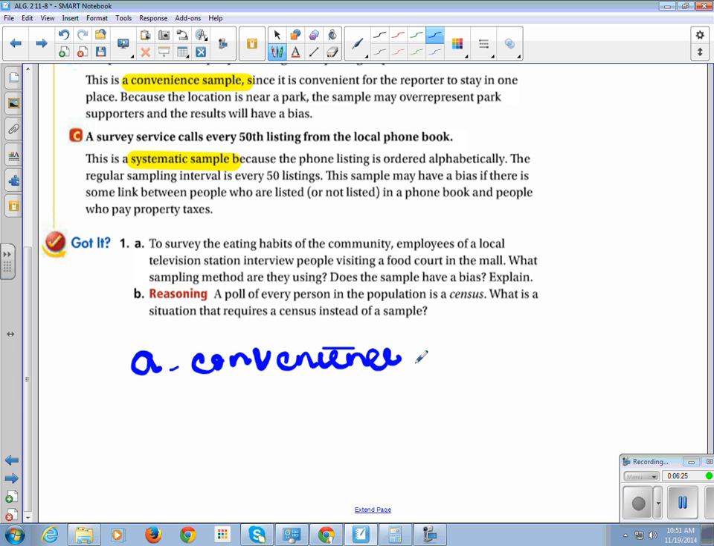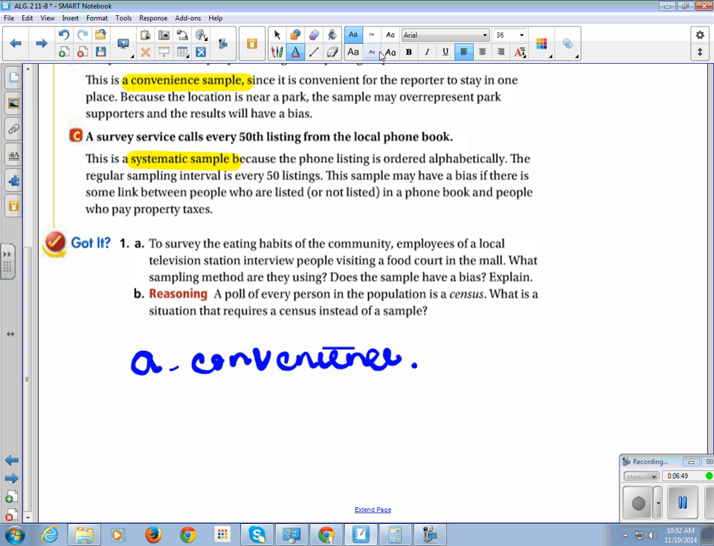And do you guys think it has a bias? Let's see what they're asking about again. Survey the eating habits of a community. So they go to a food court in the mall. Do the people eating at the food court in a mall represent the eating habits of a community?